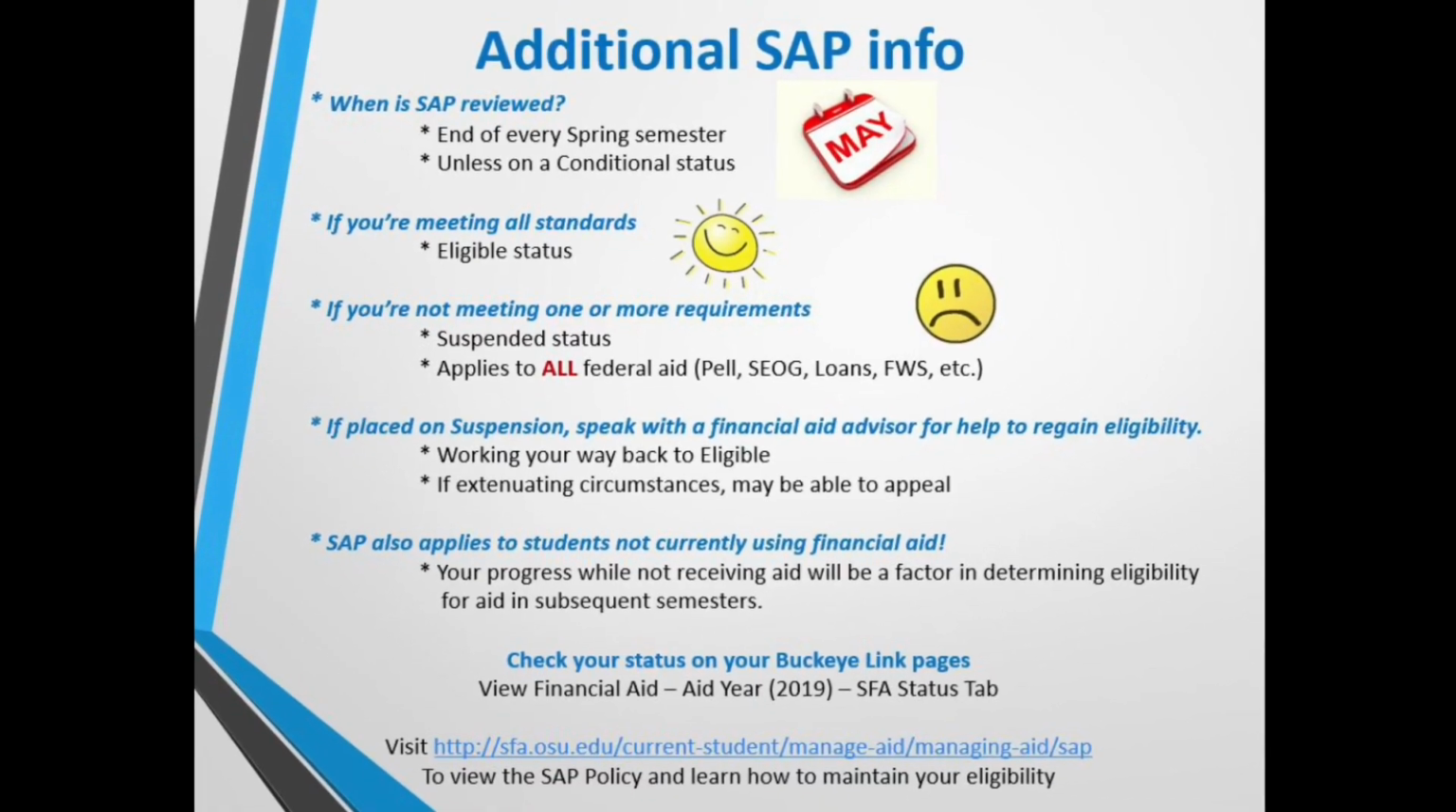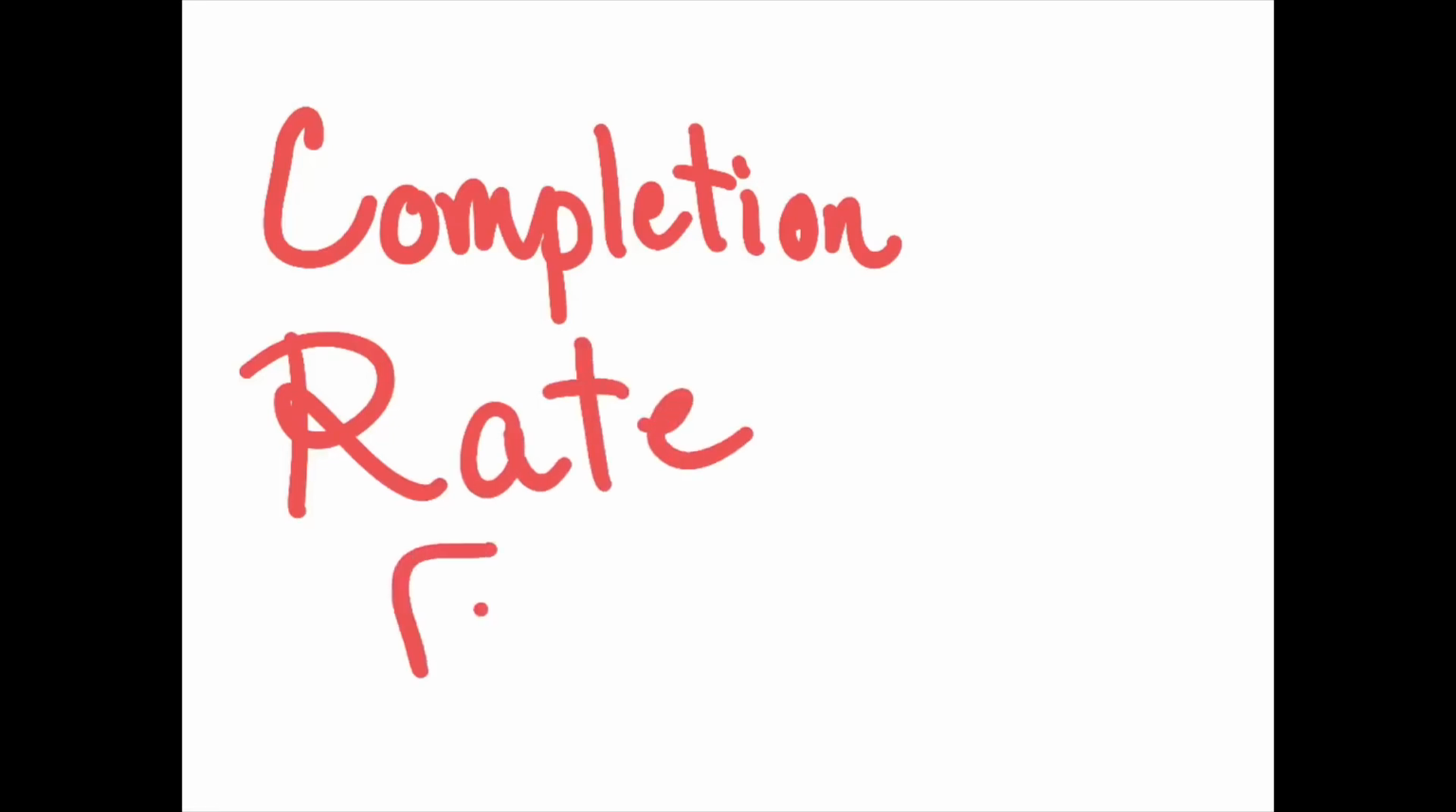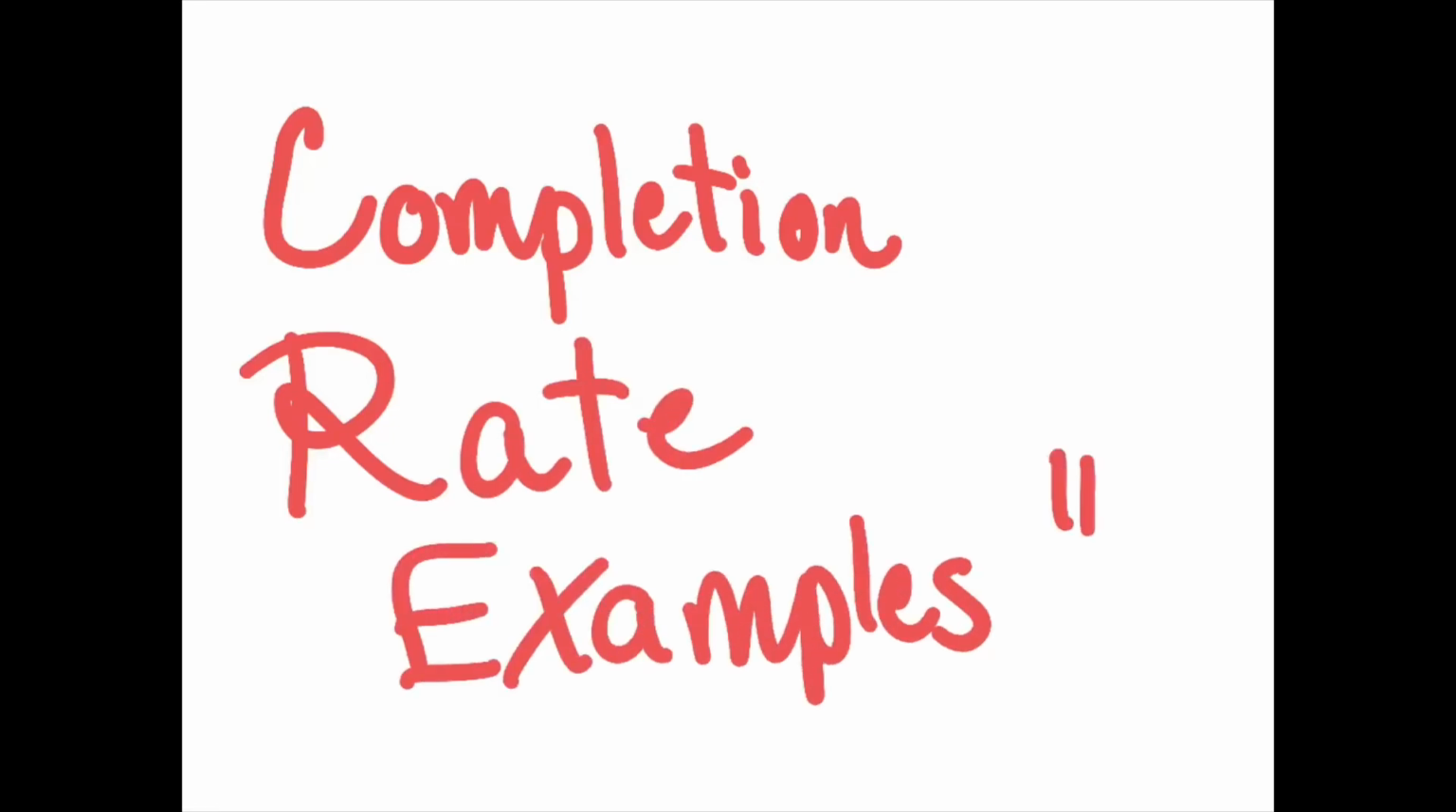Now, students can end up in a suspended status due to extenuating circumstances outside of school. If they can document and explain how those circumstances occurred, and those circumstances are now resolved, they can appeal their suspended status. If approved, their financial aid gets reinstated on a probationary status. However, it can be very difficult to get a petition approved, so it's best to avoid the situation in the first place. So now I'm going to give you some examples of completion rate so that you have a better understanding of how dropping a course can affect you.